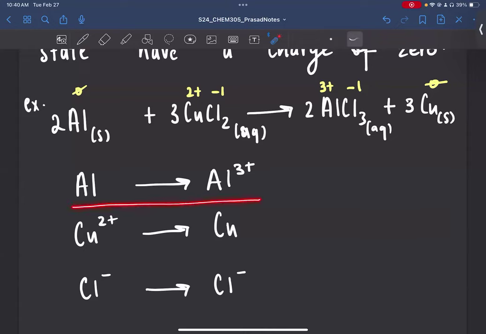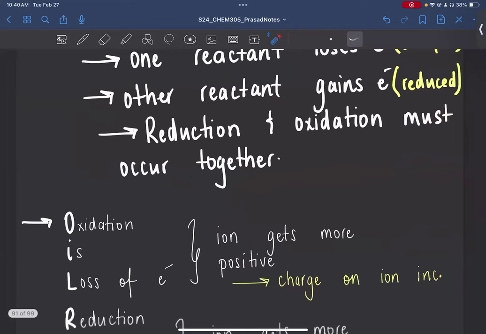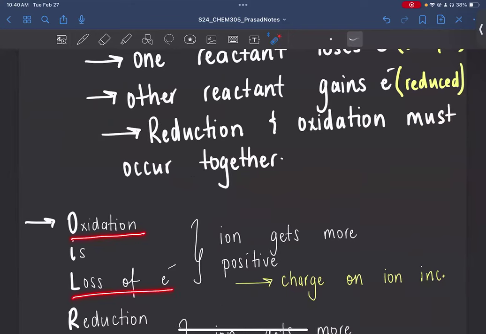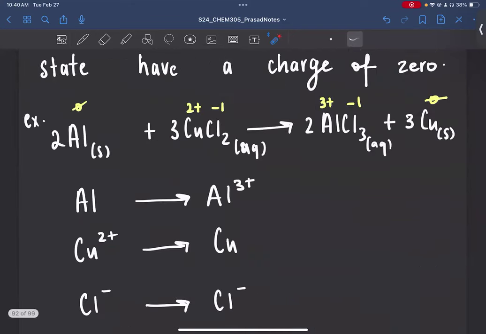Aluminum turns to 3+. Did aluminum lose electrons or gain electrons? It lost electrons. We know it lost electrons because it became positive. We know it loses electrons because that's what we've been talking about since the beginning of this class. Group 3 loses electrons. According to our rules, oxidation is the loss of electrons. Therefore, the aluminum is oxidized.